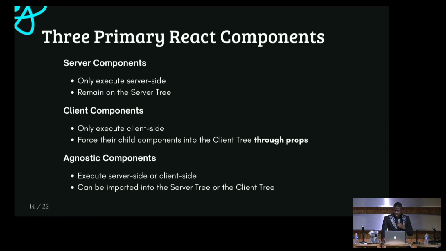With this, we can differentiate and establish the existence of three primary React components. Server components which only run server-side and remain close to the source on the server tree. Client components which only run client-side and force through props their child components to be rendered on the client tree. Through props here is very important because it explains why some client components like suspense, error boundaries, and context providers, as long as they don't pass down props, can be parent to server components without preventing them from rendering on the server.